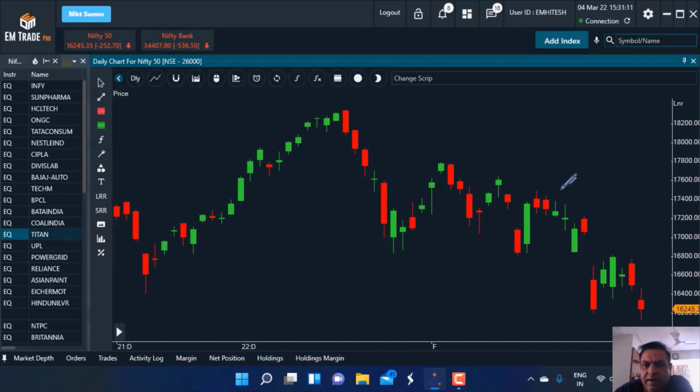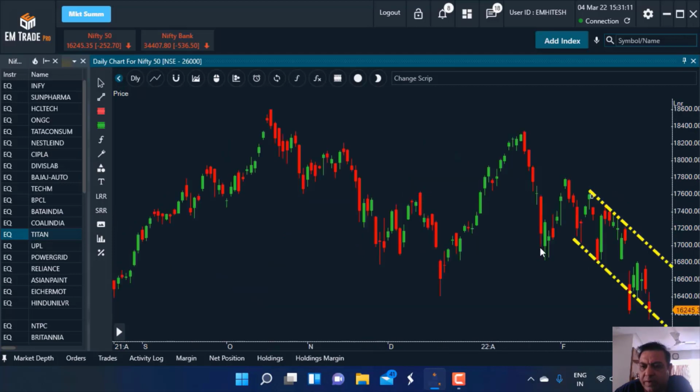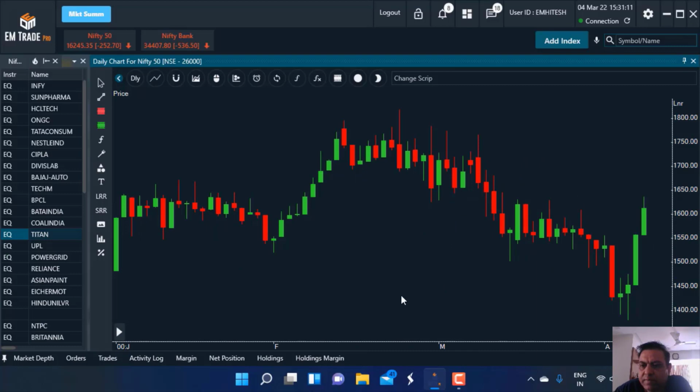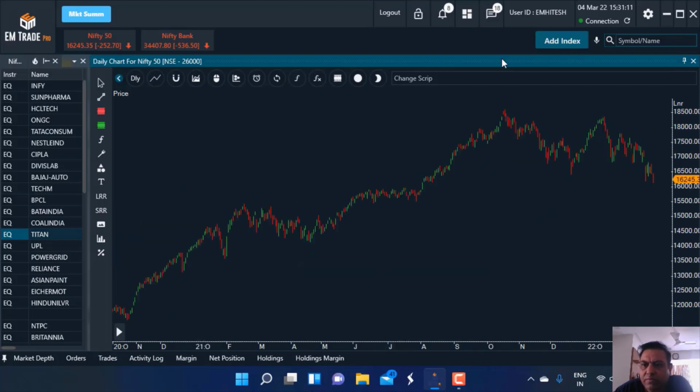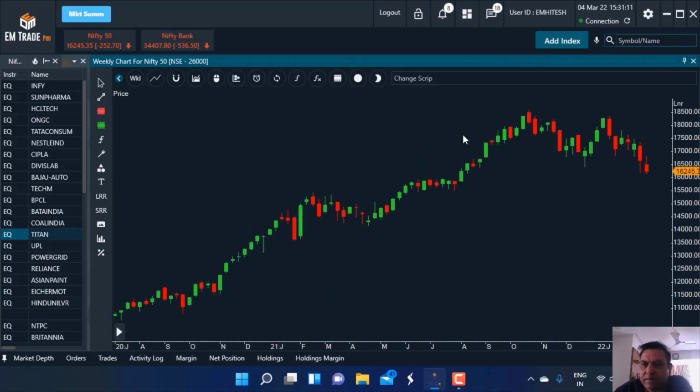So if I draw a channel from this high to this low, we have whipsawed the channel on two occasions. So Monday is going to be key. If it closes below, the channel gets negated. We'll have to wait for further price action. If I go to the weekly chart, let's see where the support is.